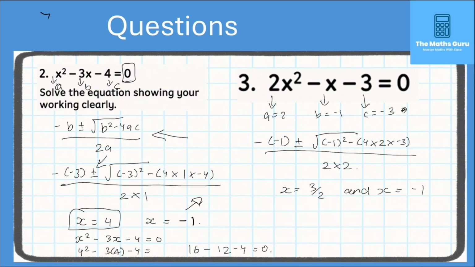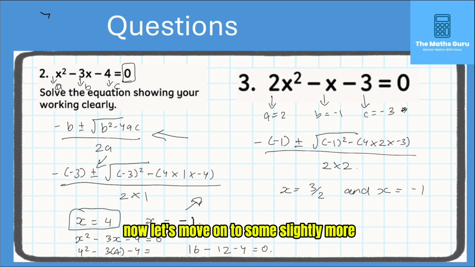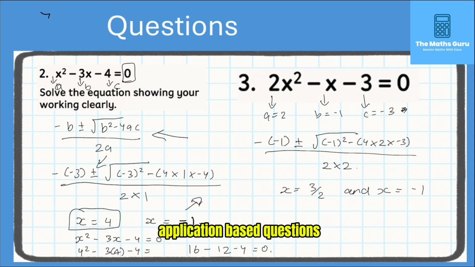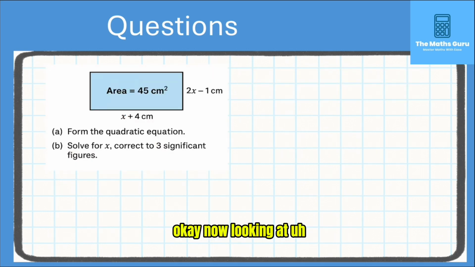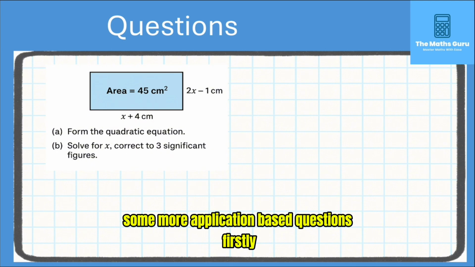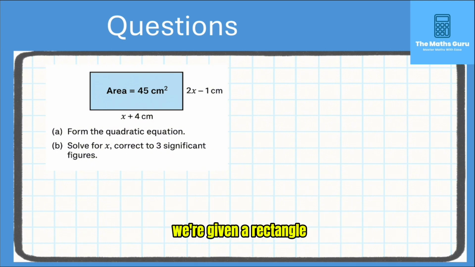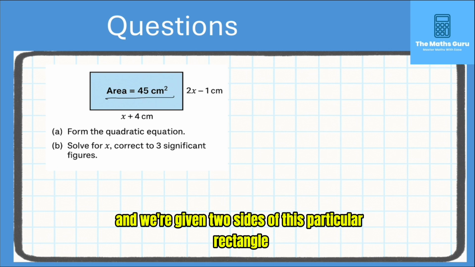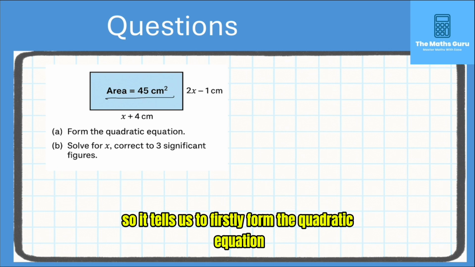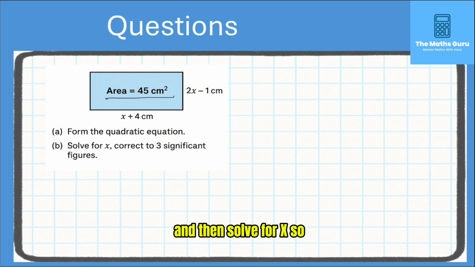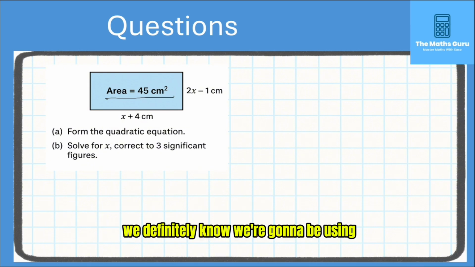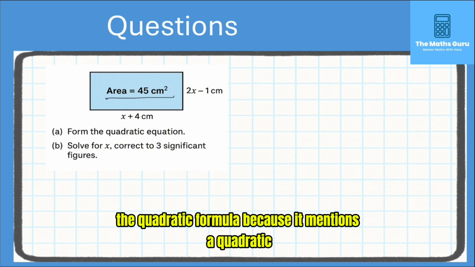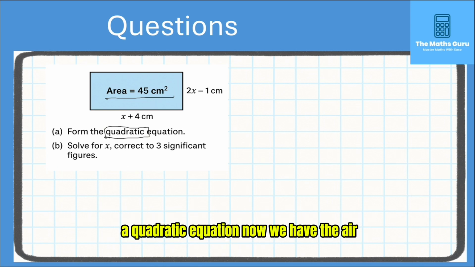Okay, now let's move on to some slightly more application-based questions. Firstly, we're given a rectangle. We are told the area of our rectangle, and we're given 2 sides of this particular rectangle. So it tells us to firstly form the quadratic equation and then solve for x. So we definitely know we're going to be using the quadratic formula because it mentions a quadratic equation.